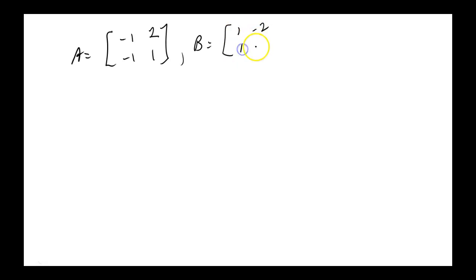So, here's example 1. Show that B is the inverse of A, where A is equal to the matrix with rows -1, 2 and -1, 1, and B is the matrix with rows 1, -2 and 1, -1. How are you going to show they're inverses of each other?